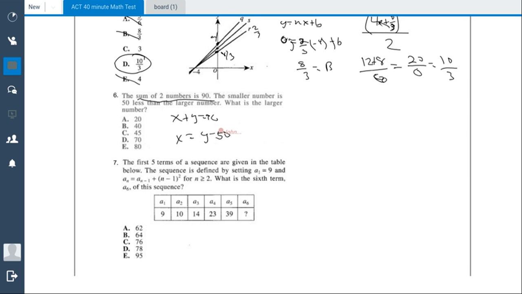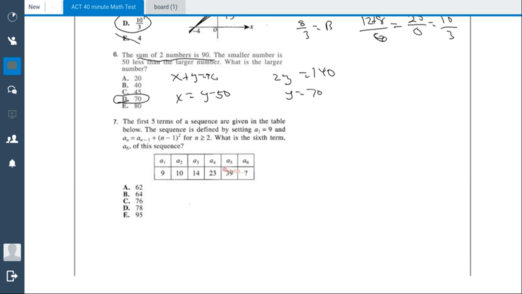And so if that's the case, when I plug this in, I get 2y is equal to 140. And so y would be equal to 70. And so that's my answer, because it's asking me for the larger number. And the larger number is y. That's the way I wrote the equation.